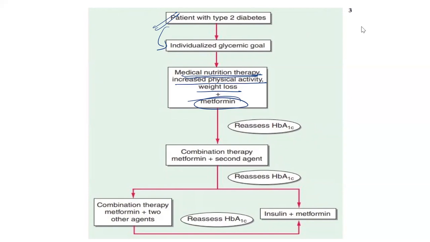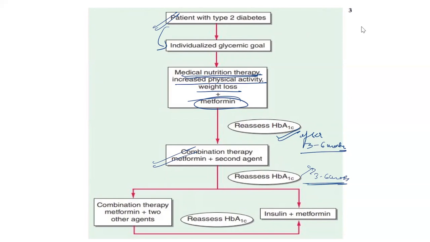Then we'll reassess HbA1c after 3 to 6 months. If it is well under control, that is within our target, then it's quite good. Otherwise, we'll add a second agent along with metformin. So combination therapy with metformin plus second agent. Then we'll again reassess HbA1c after 3 to 6 months. If it is well under control, then it is good.